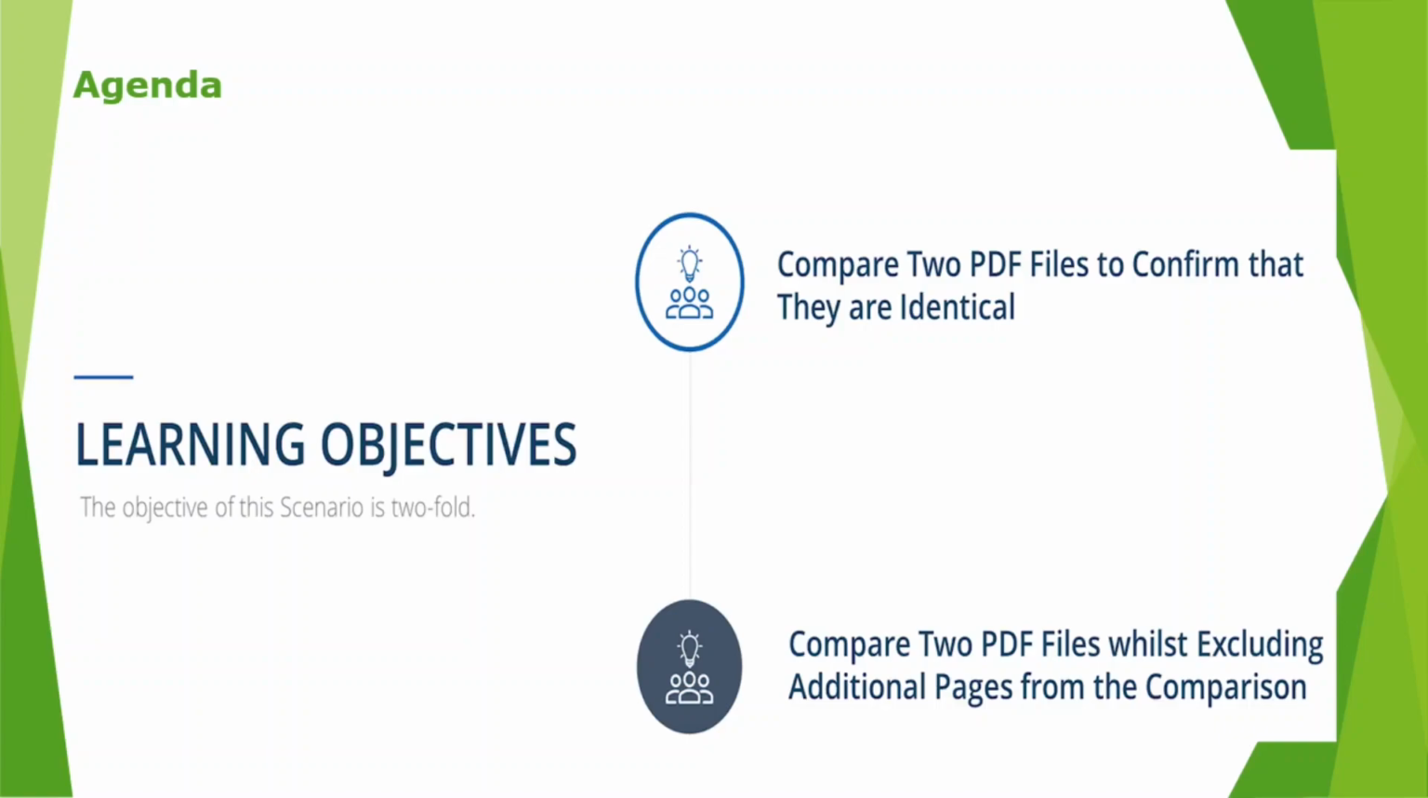Our second scenario is to automate comparing two PDF files while excluding additional pages from the comparison. That means in the PDF file, I would like to compare one or two pages and I want to exclude one of the pages from the PDF file while comparing both the files. Let's see how we can automate.